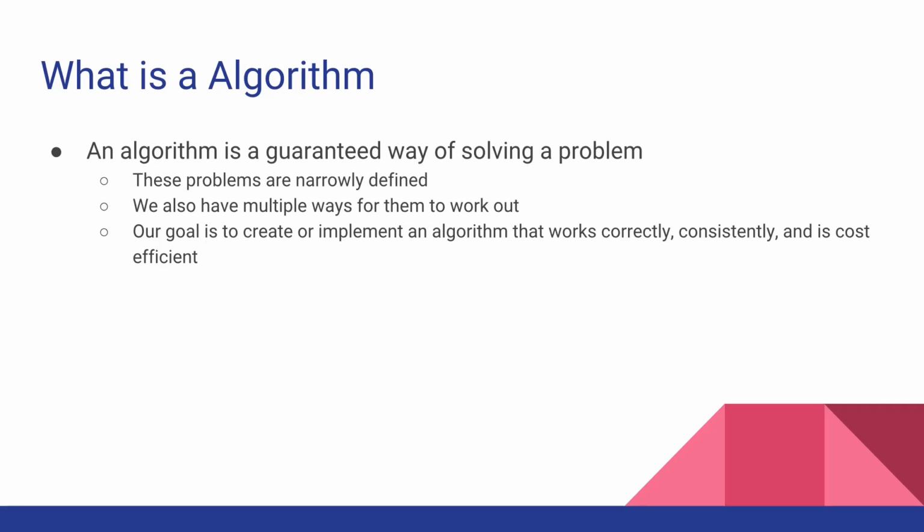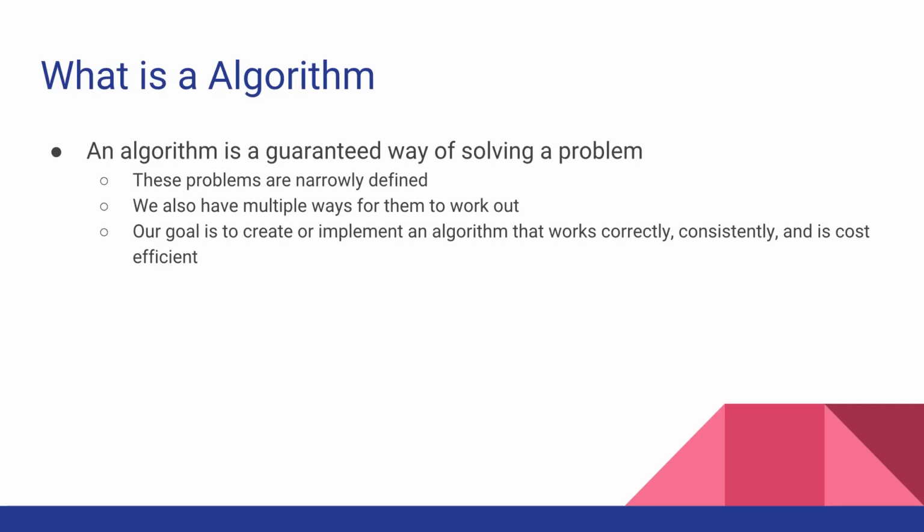Now, this is extremely important because an algorithm is only a really useful algorithm if it works correctly, consistently, and is cost efficient. This means that, first of all, we need to make sure that the algorithm always works. This is the correctly and consistently part. Because if it doesn't, then we can't really rely on the algorithm. People rely on computers to be perfect. So when we solve a problem with an algorithm, we need to make sure that it works every single time, no matter what type of system you're using.